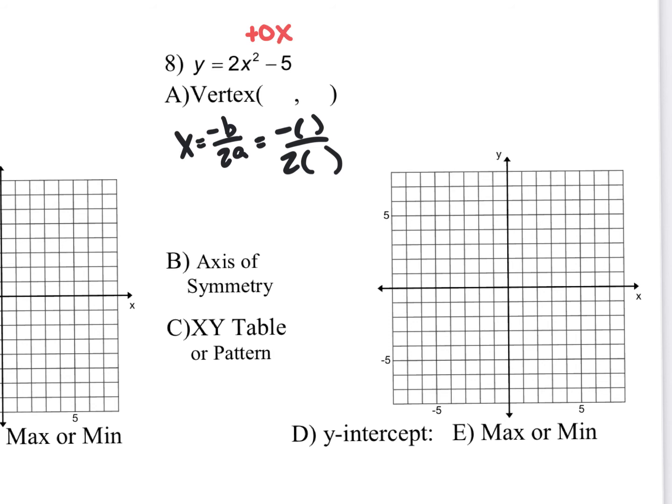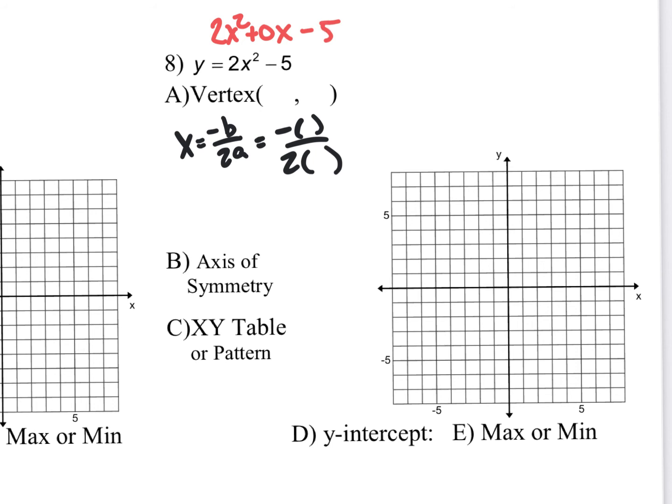There is no b value, right? Your a value is 2x squared. Your b value is 0x. Your c value is minus 5. Remember standard form, ax squared plus bx. There is no regular x term, so 0x. Your c value is negative 5.